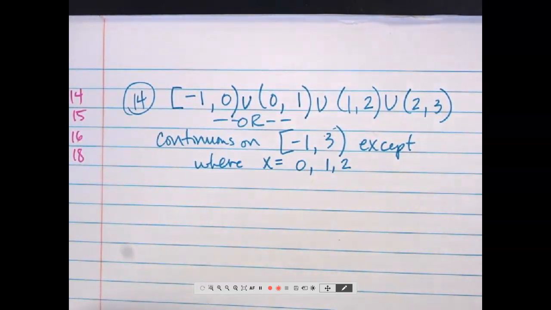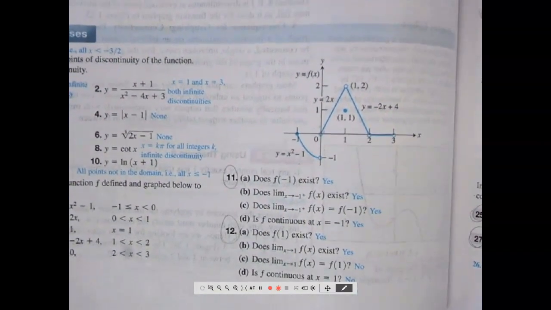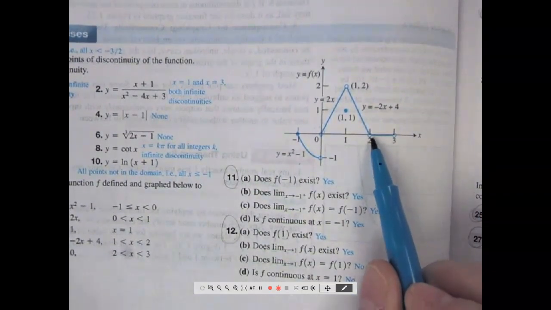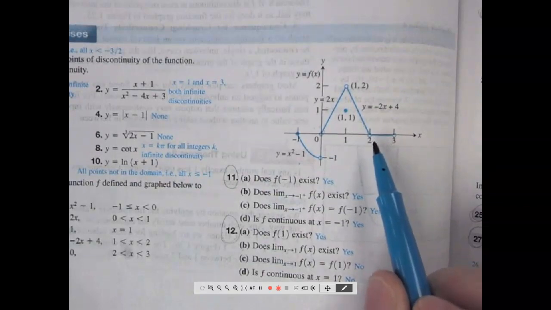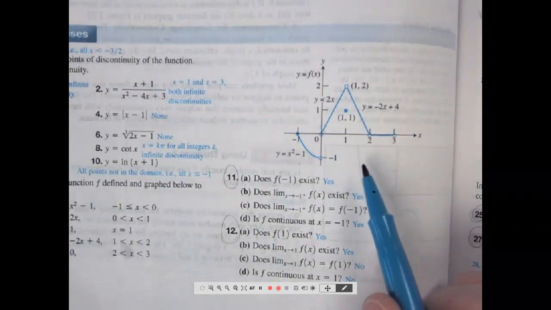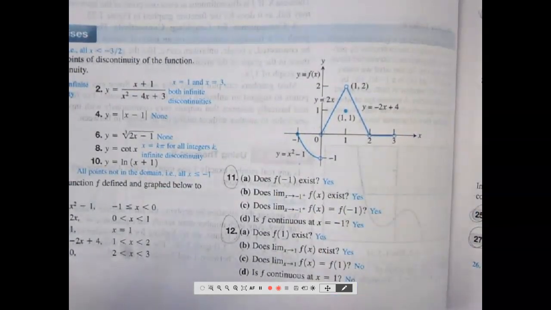Okay, 15 says, what value should be assigned to f of 2 to make this continuous? Okay, so if we look back at the graph, basically it's saying what ordered pair would fill in this hole and make it continuous at 2. So what would the ordered pair need to be? 2, 0. So the question is, what value should be assigned to f of 2? 0.